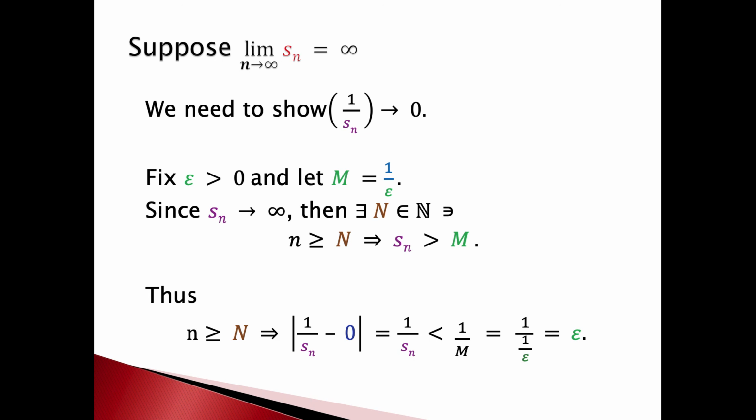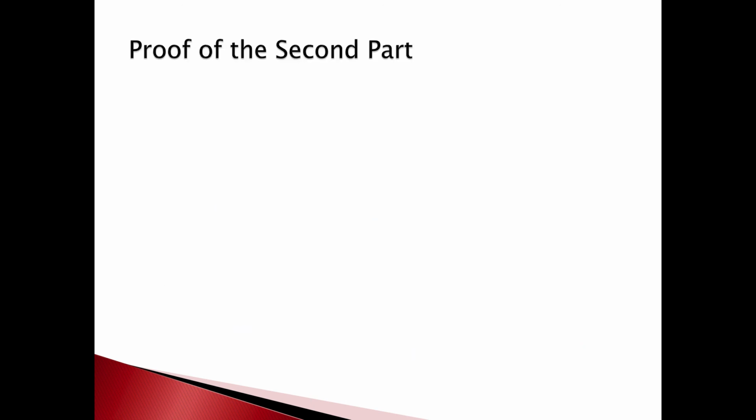Okay, so that's one direction, right? We started out assuming that the Sn's diverged to infinity, and we had to show that 1 over Sn converged to 0. For the second part, we have to do it the other way, and that's homework too. So if you have questions about trying to set that up, again, it's almost exactly what we just did. You just do it in reverse.